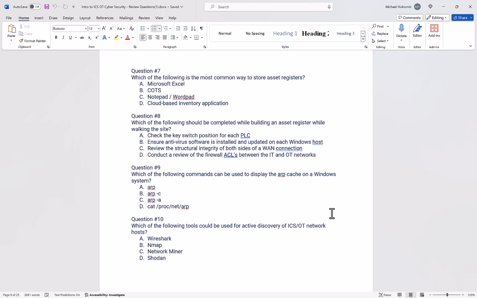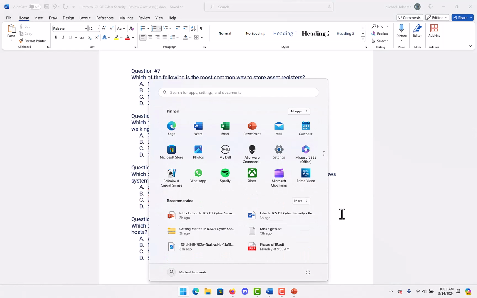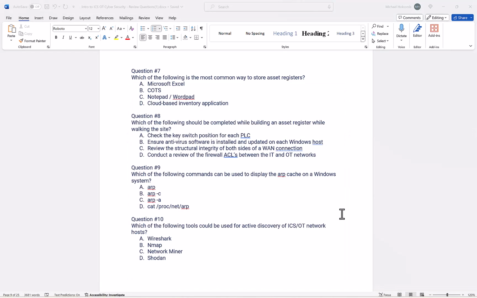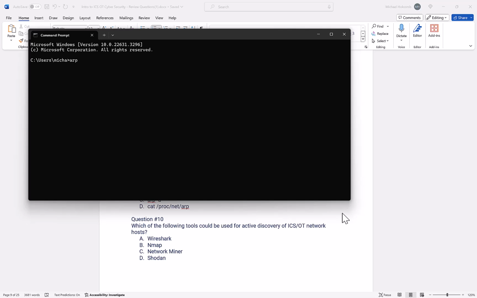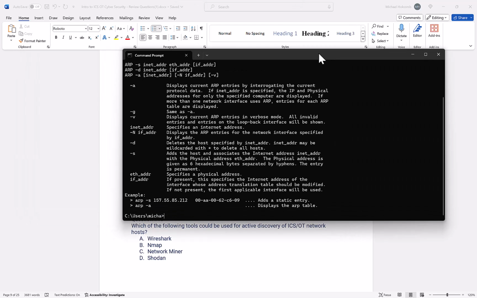All right. So question 9, which of the following commands can be used to display the ARP cache on a Windows system? So we can bring up CMD, and then if you type in ARP, you just get the help file. Looking at the help file, it tells us the first option is -A.